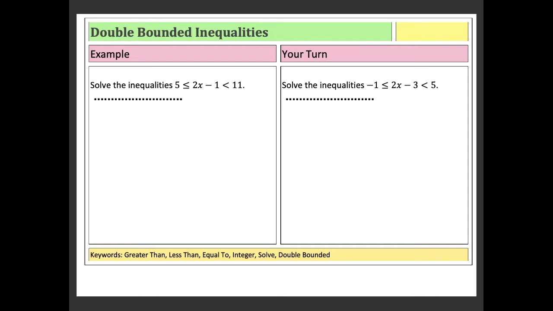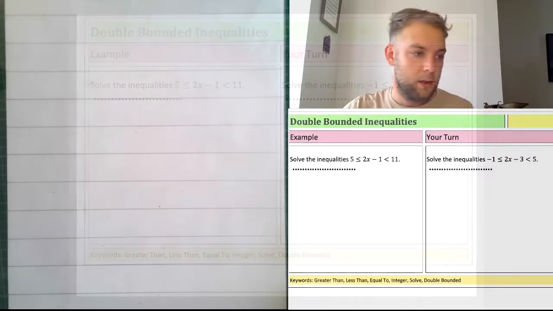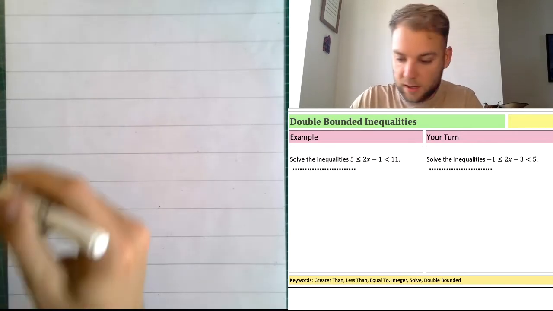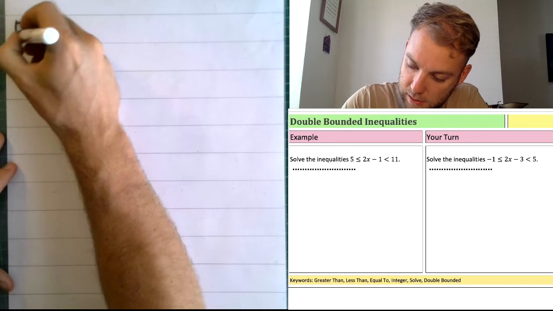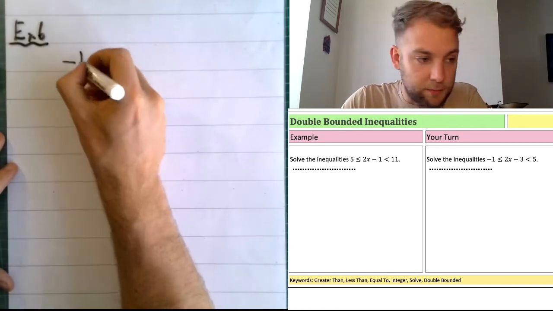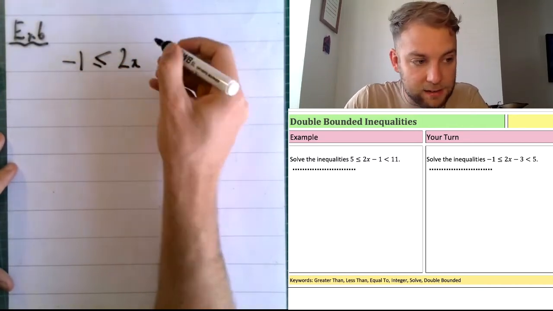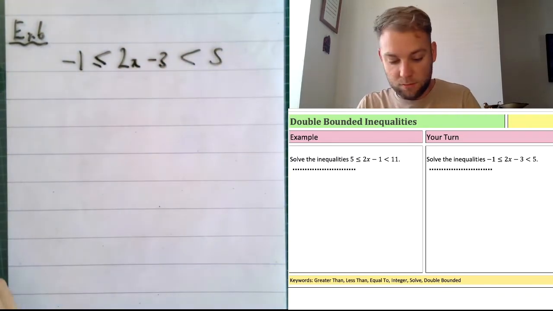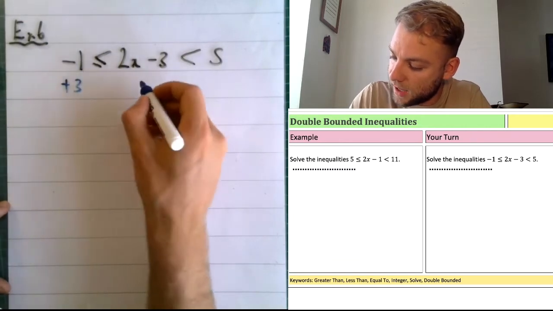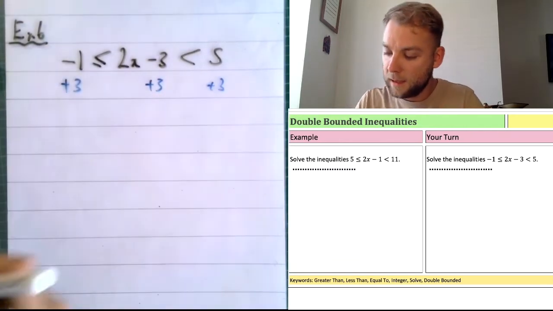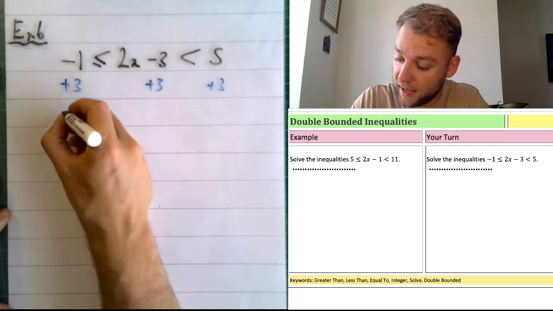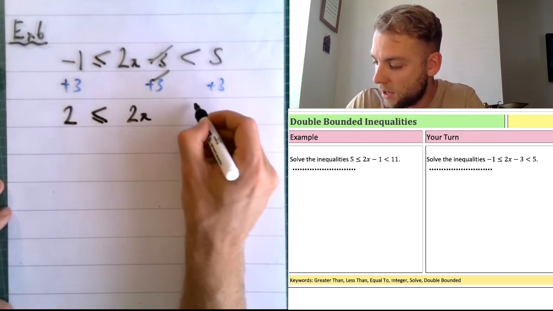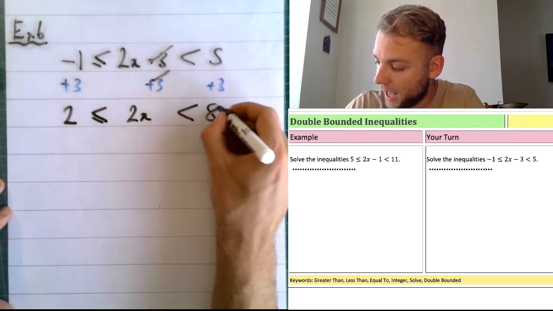Okay, let's go through it together then. So here, this is example 6. Negative 1 is less than or equal to 2x subtract 3 is less than 5. First thing I'm going to do, add 3 to all 3 sections to get rid of that 3 there. So negative 1 plus 3 is 2, which is less than or equal to. That will cancel to just leave you with 2x, which is less than 5 plus 3, which is 8.